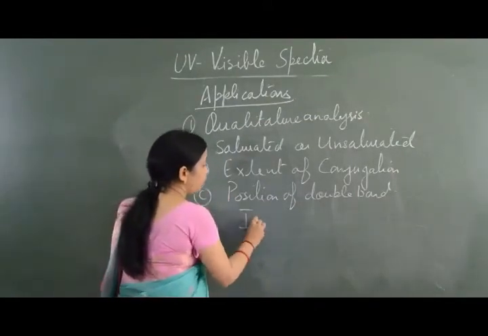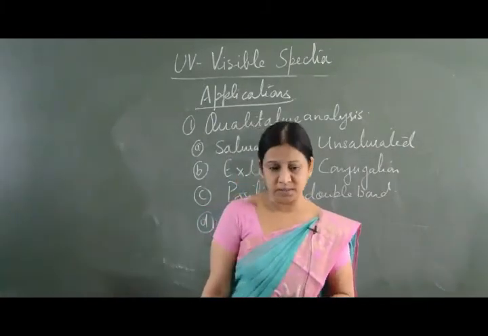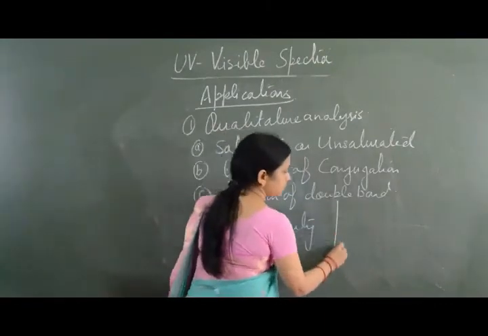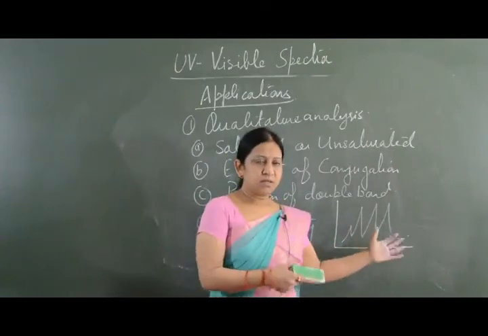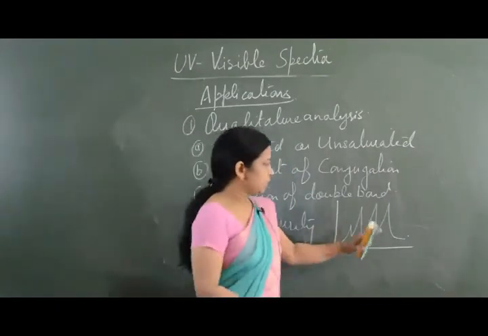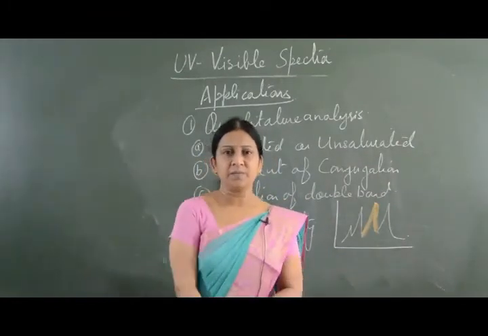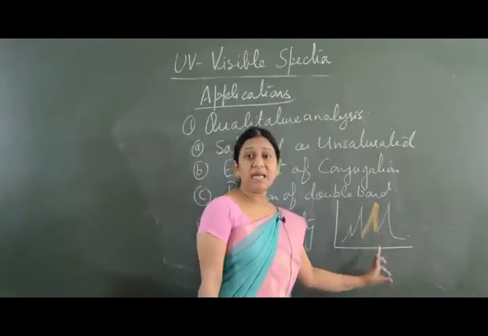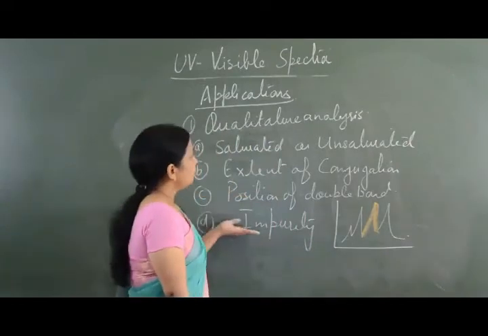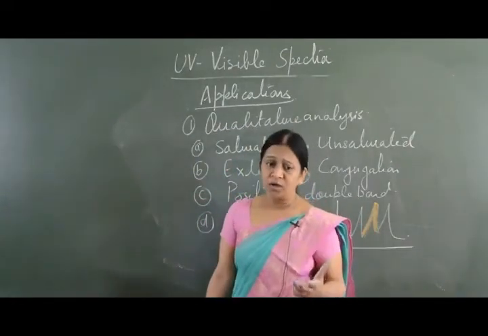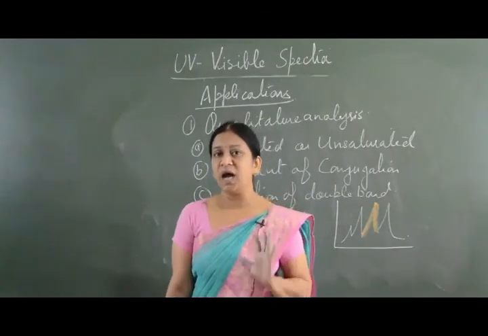The fourth thing it tells is the impurity, whether impurities are present in the compound or not. Suppose this is the spectra obtained from UV spectroscopy. Now, if one of the bands is of higher intensity, you can see it very clearly, or it is highly intense. That means that the intense band is because of the presence of an impurity. So by UV spectra we can find out if any impurity is present in the particular compound. And how can we find out? The band which is obtained because of an impurity is a highly intense band.